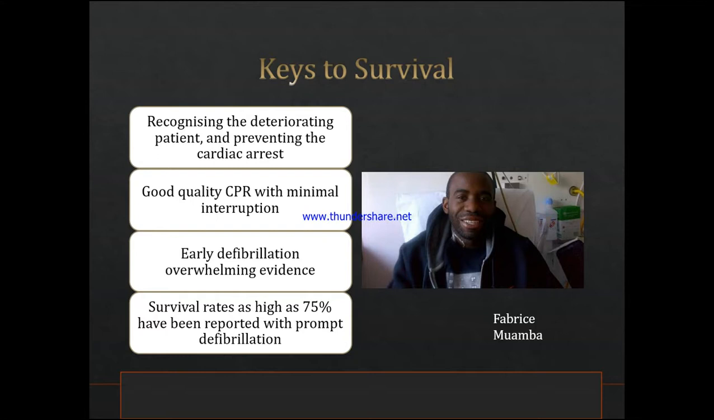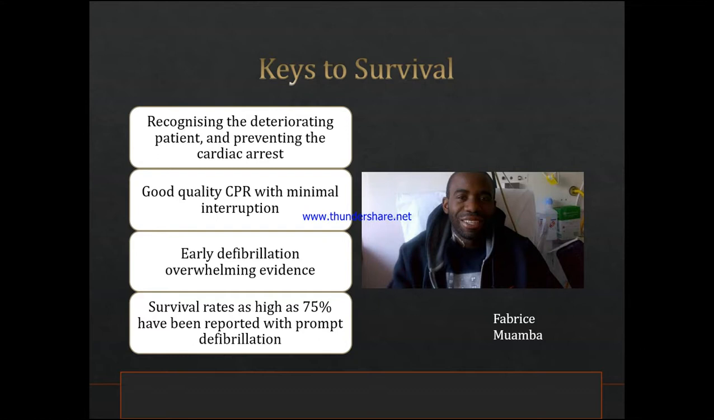Early defibrillation has overwhelming evidence for successful rates, and that really is no wonder when we think of the heart itself. The heart, acting as a pump for the body, has an electrical impulse. Now, when we go into cardiac arrest, of course, this electrical impulse is slowly dissipating to the point where there is no more impulse. So the defibrillator, the very act of defibrillation, is trying to get the electrical impulse to a normal physiological range.